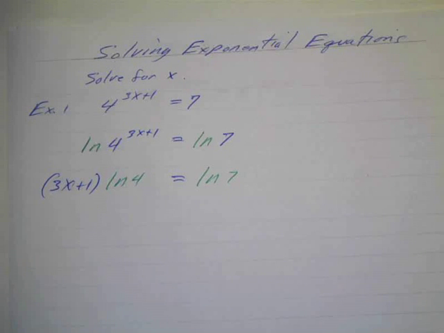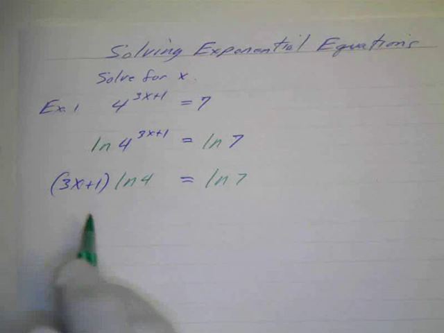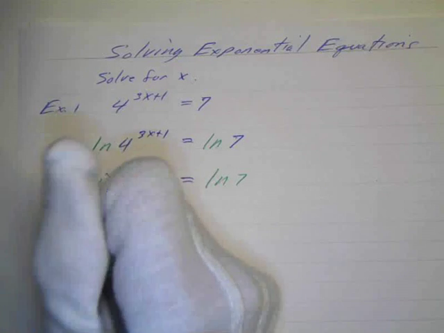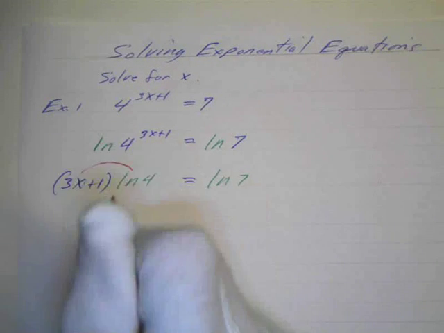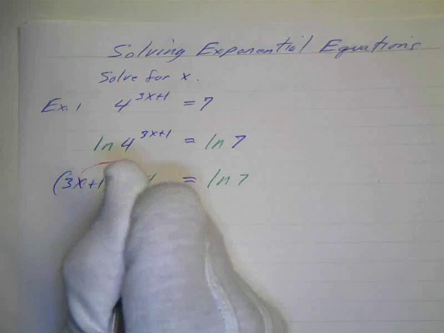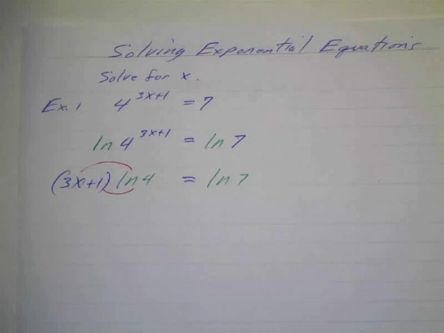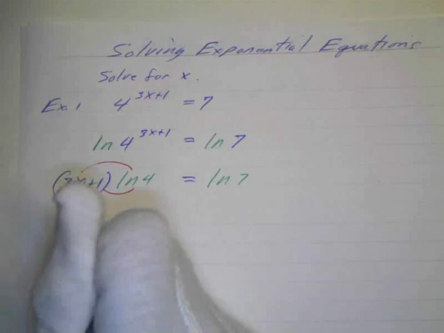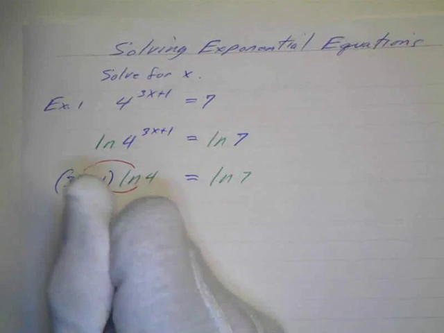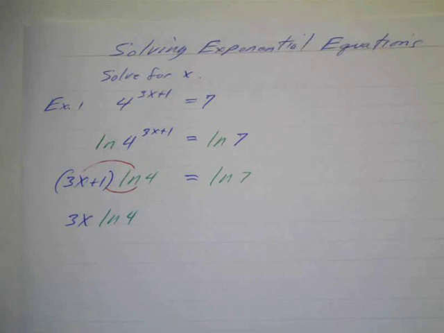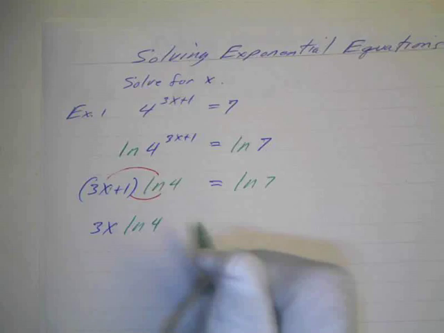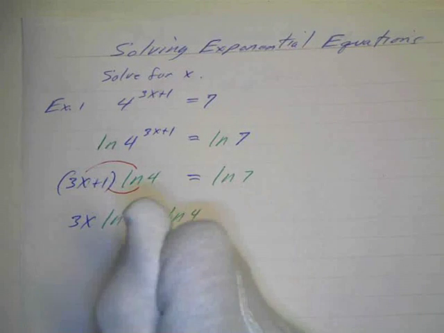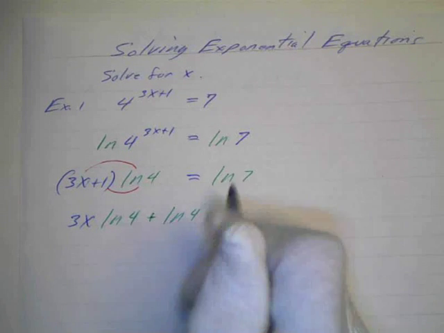What we're trying to do is solve for x, so we have to isolate the x, and it's in a parenthesis, so we've got to free it from this. So I'll distribute: I'll multiply 3x times the natural log of 4, which gives me 3x natural log of 4, then I'll multiply 1 times the natural log of 4, so I've got plus 1 times the natural log of 4. And that's going to equal the natural log of 7.